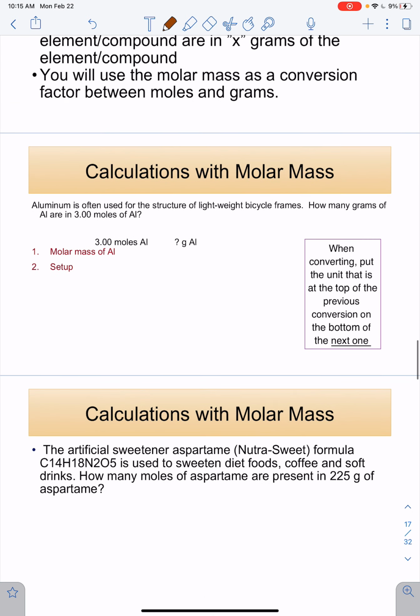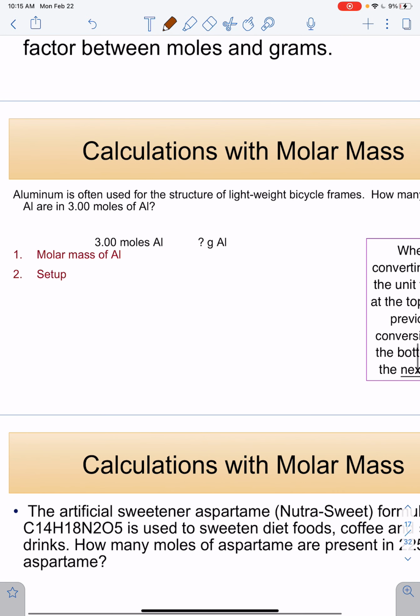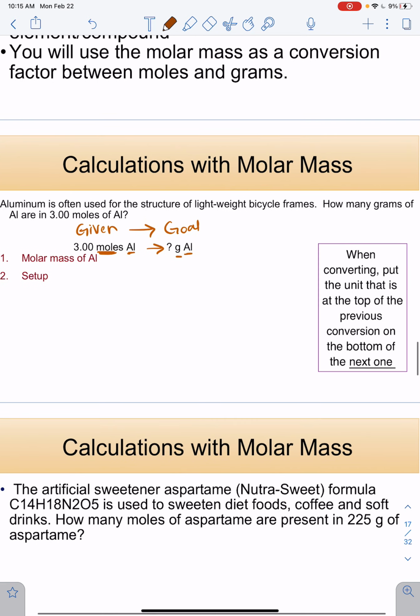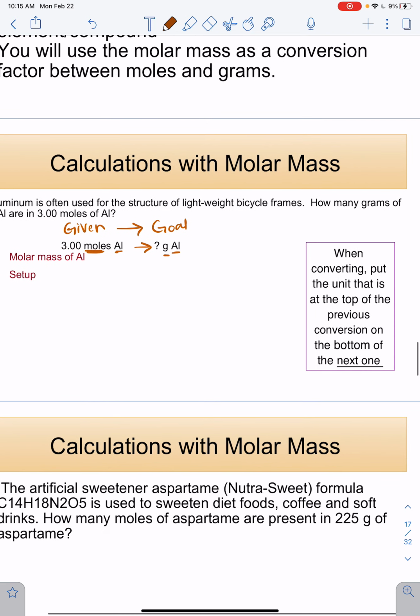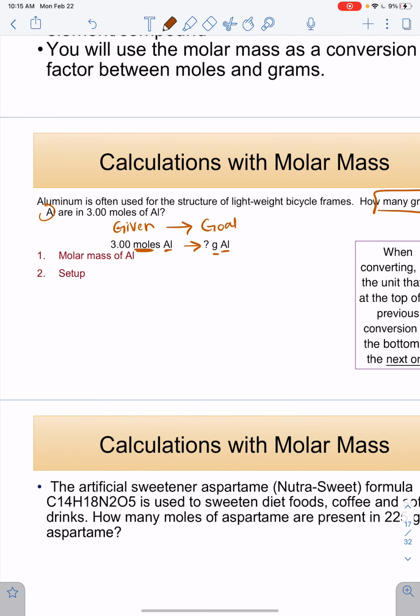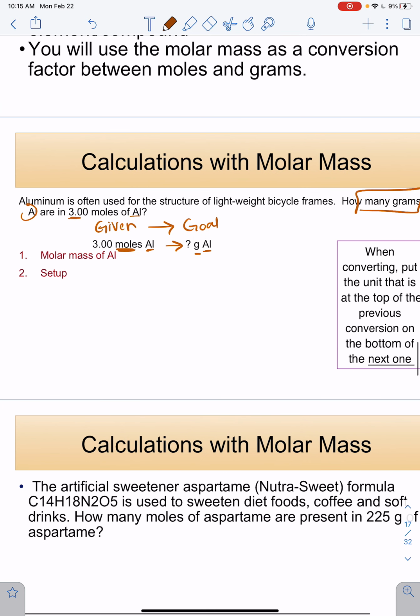So we're going to work it the same way, where we set up our problem, where we have our given and we have our goal right here. And then we just need to figure out how to go from moles to grams. And you notice aluminum stays the same. That's important. So the problem says aluminum is often used for the structure of lightweight bicycle frames. How many grams, that's our question, of aluminum are in 3 moles of aluminum? So we're not changing element to element, we're just changing unit to unit, mole to gram.